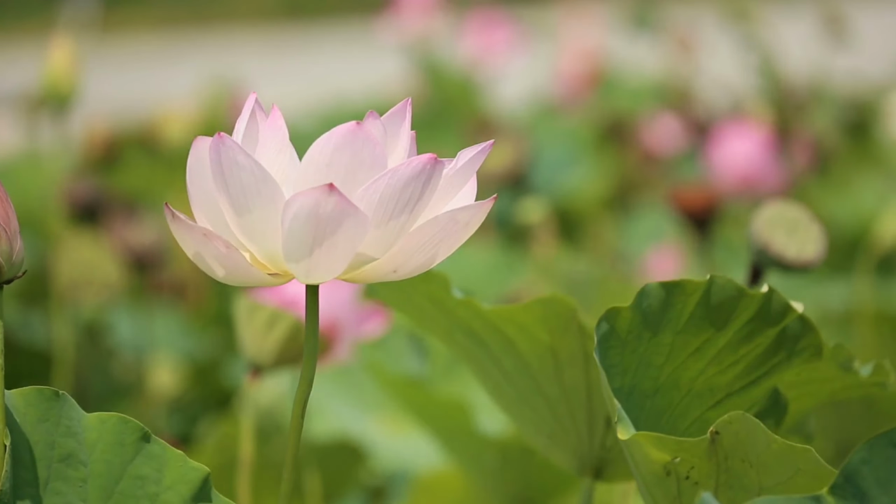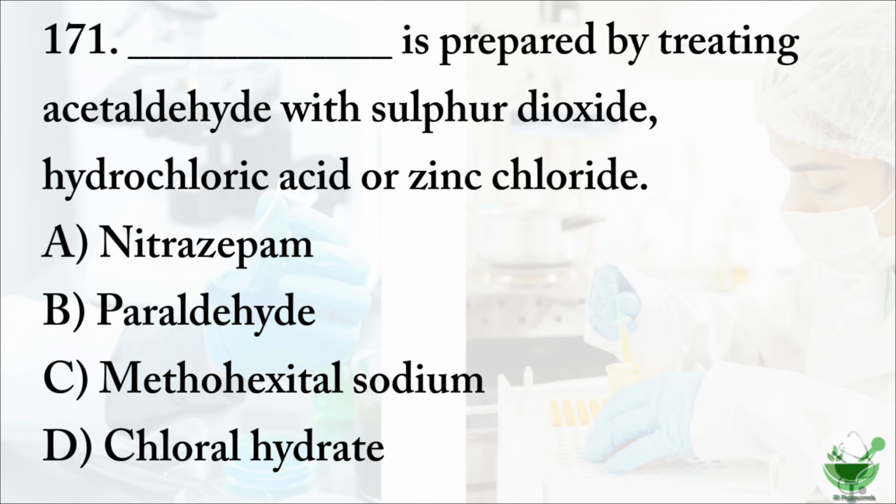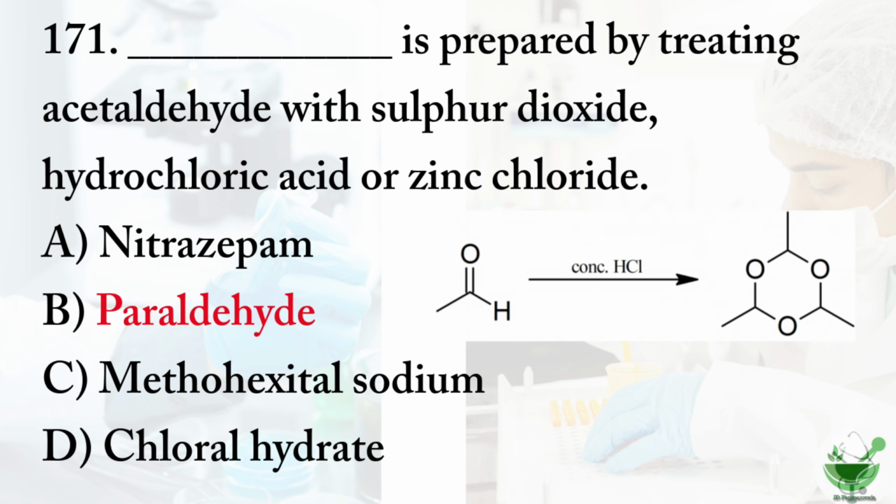Let's move on to the questions. Question number 171. Dash is prepared by treating acetaldehyde with sulfur dioxide, hydrochloric acid or zinc chloride. The options given are option A nitrazepam, B paraldehyde, C methoacetyl sodium, D chloral hydrate. So the correct answer is option B paraldehyde.